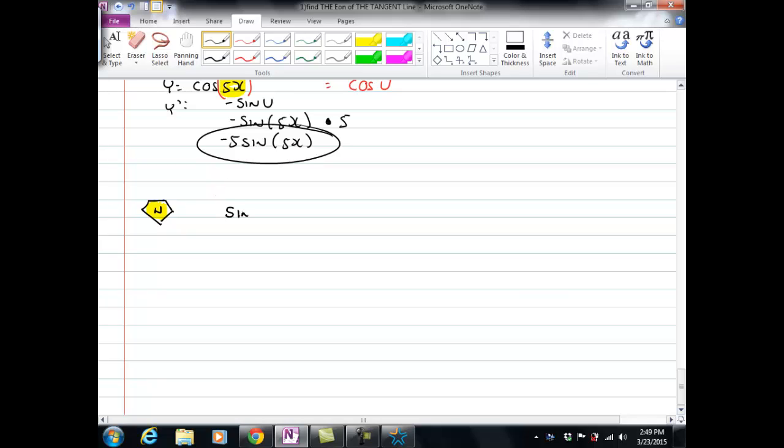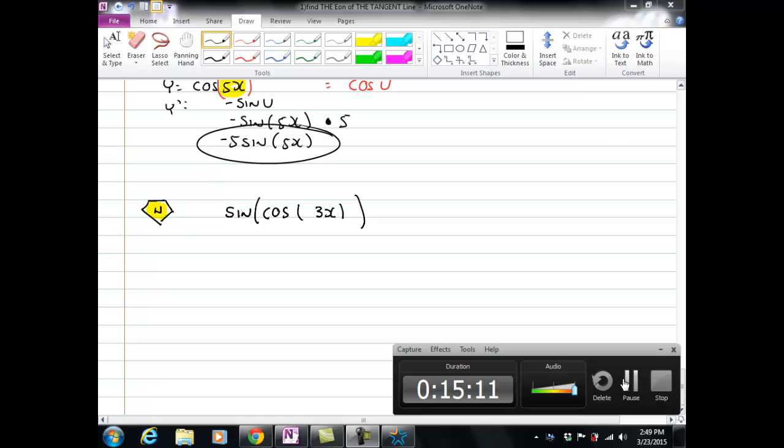Sine 3x. Oh, please, as if I would be that kind. Sine of cos 3x. Good luck. What's the derivative of that? So I call this y. What's y prime equal to?